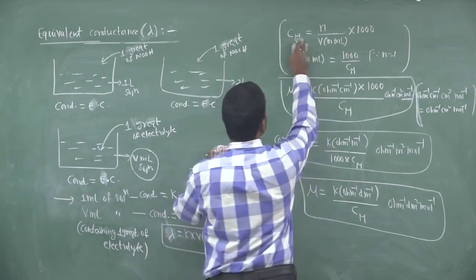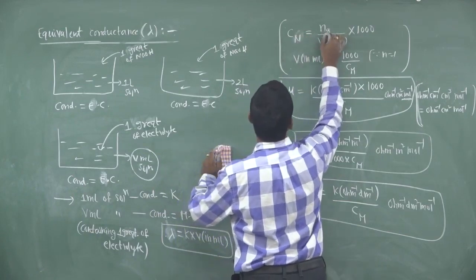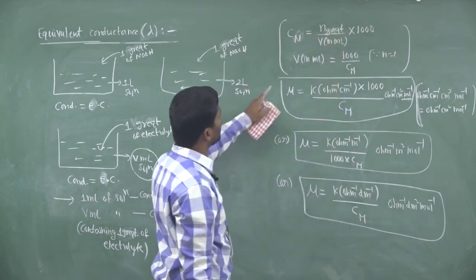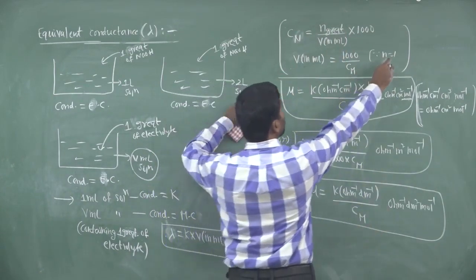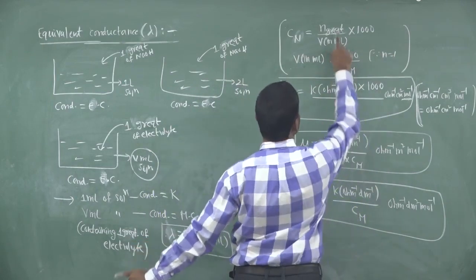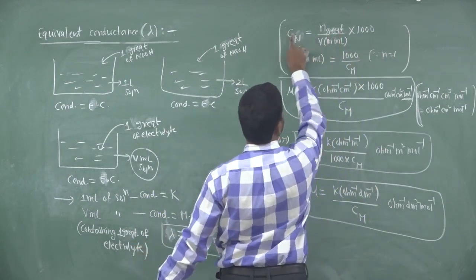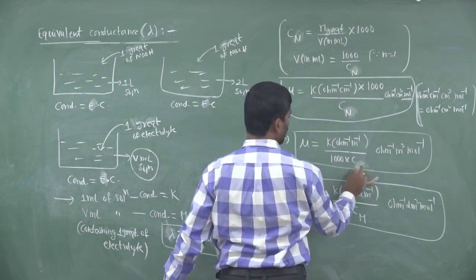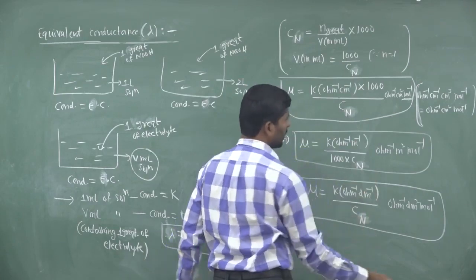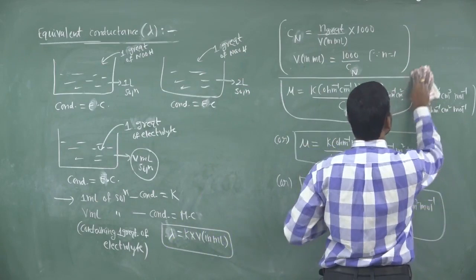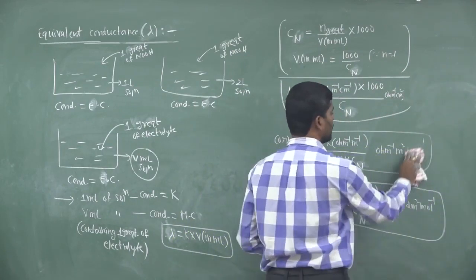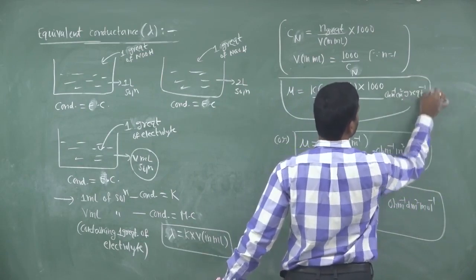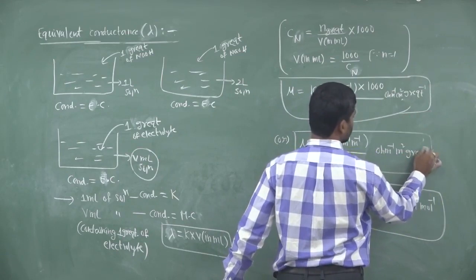Now I am taking concentration in normality, which is number of gram equivalents by volume in mL into 1000. How many gram equivalents are we taking? 1 gram equivalent, so n value is 1. So volume in mL is nothing but 1000 by concentration in normality. That is the difference. What is the unit we will get? Per mole or per gram equivalent? Per gram equivalent. Ohm inverse centimeter square per gram equivalent, as we are taking 1 gram equivalent of electrolyte.